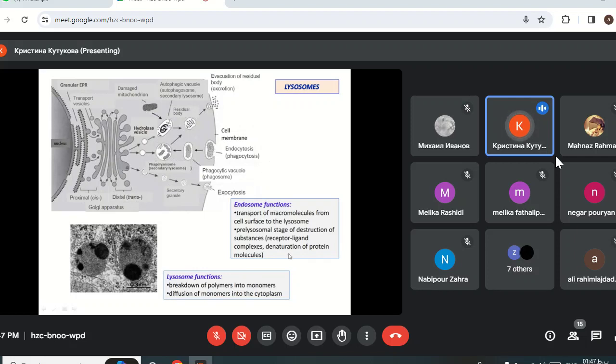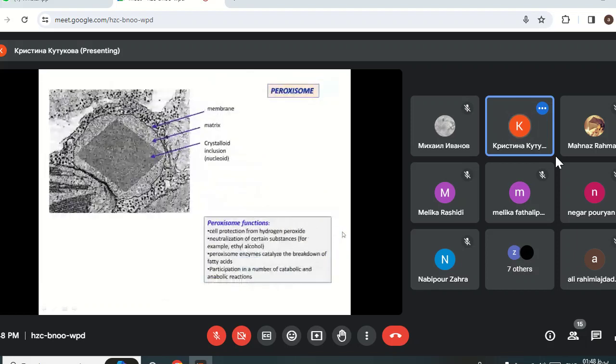So endosomes functions. Endosome is any vesicle with some content inside the cytoplasm of the cell. So these endosomes can transport molecules from the cell surface to lysosomes, like the phagocytotic vacuole here. Also, they perform pre-lysosomal stage of destruction of substances, receptor ligand complexes, denaturation of proteins, etc. So in some cases, the digestion of some internalized particle can start before it fuses with lysosome.